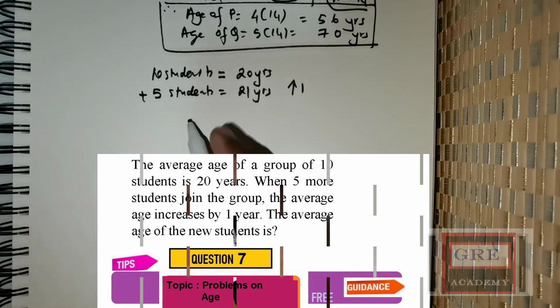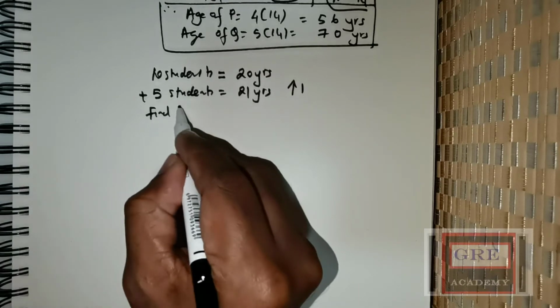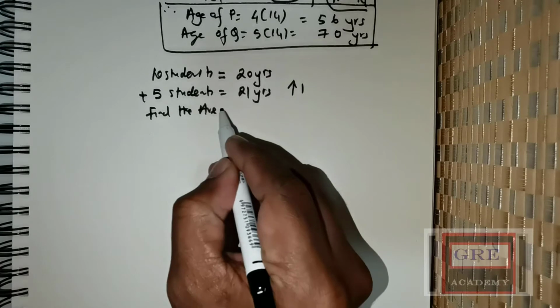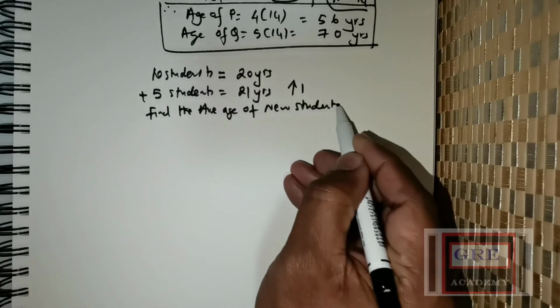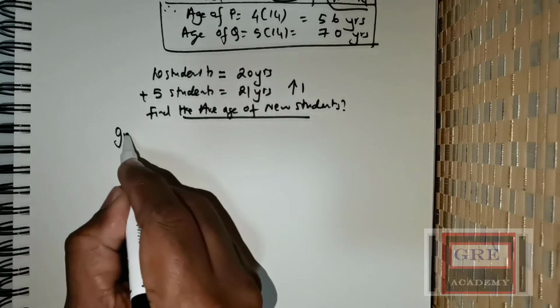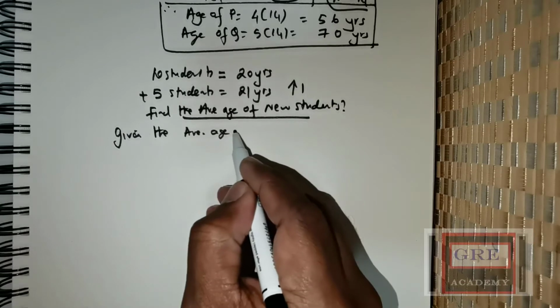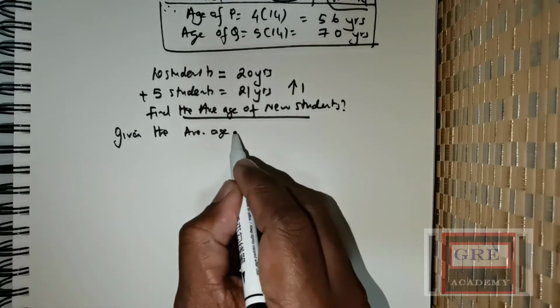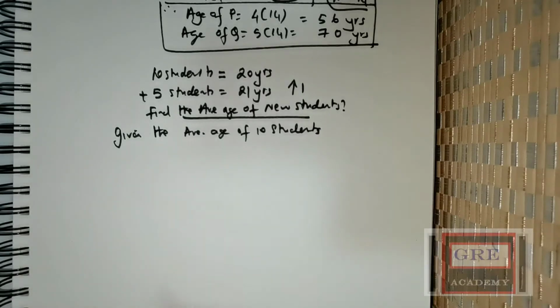So they are asking us to find the average age of the new students. So this is required: find the average age of new students. This is the requirement that we have to find. Now what is given? Given the average age of 10 students, this is given to us. So what is that? That is 20. From this we have to obtain the solution to this question.